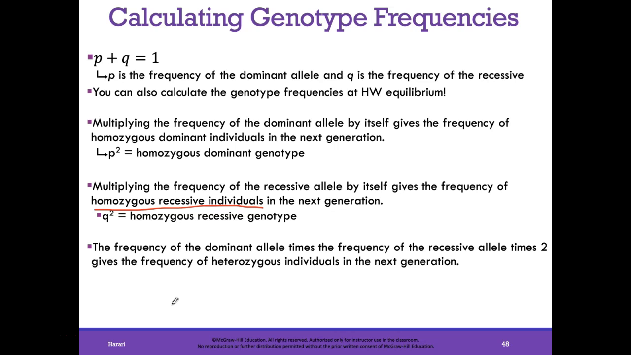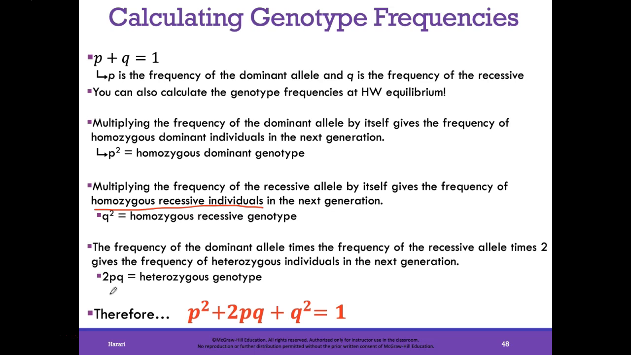The frequency of the dominant allele times the frequency of the recessive allele times 2 will give us the frequency of heterozygous individuals in the next generation. So 2pq represents the frequency of the heterozygous genotype. So now we have p squared is the genotype frequency for homozygous dominant genotypes, q squared is the genotype frequency for the homozygous recessive genotype, and 2pq is the genotype frequency for the heterozygous genotype. This 2pq, I'm going to explain in the next slide a little bit more.